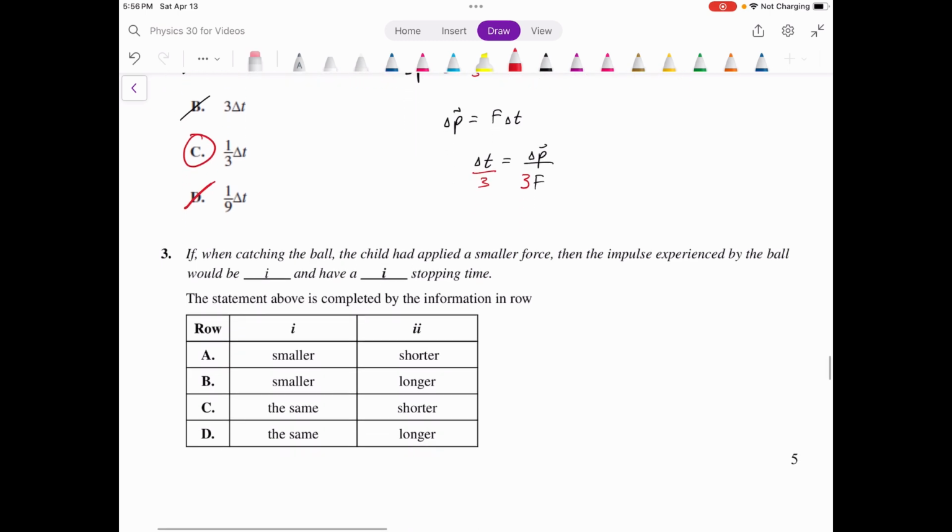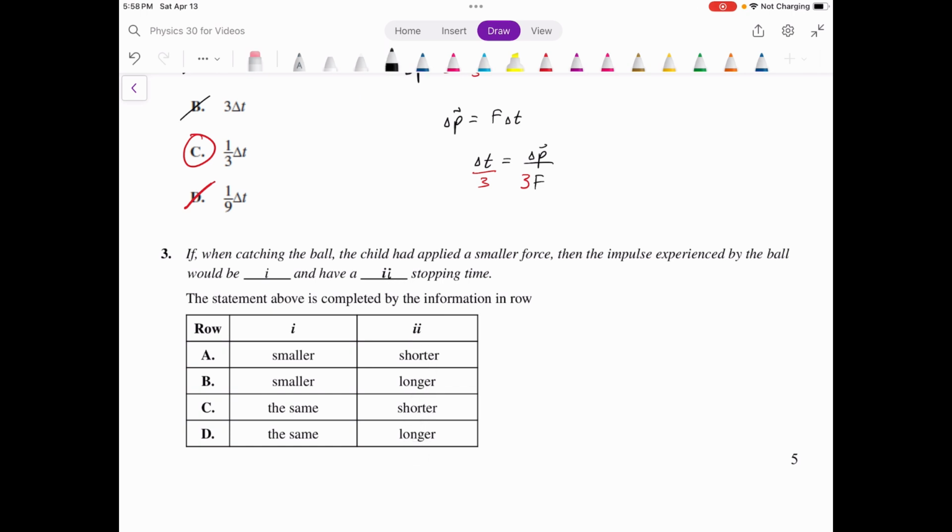Okay, one more here. So if when catching the ball, the child had applied a smaller force, then the impulse experienced by the ball would be blank and have a blank stopping time. Whoops. Looks like I missed an I when I was copying that one over from the diploma. So in the first blank here, we're going to say whether the impulse was either smaller or the same. And then we'll say whether it has a shorter or a longer stopping time.